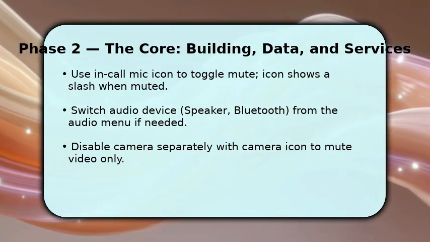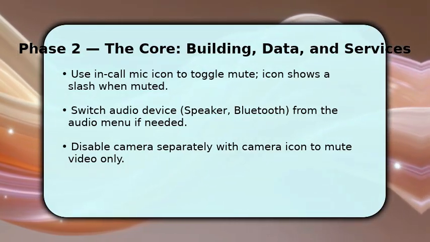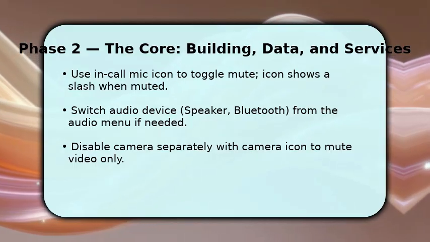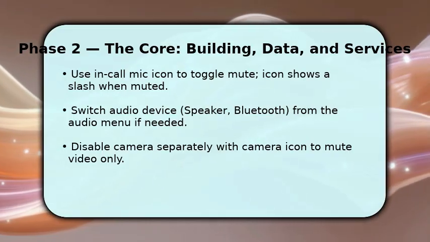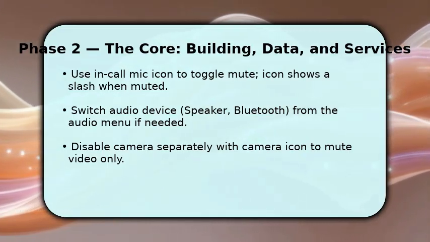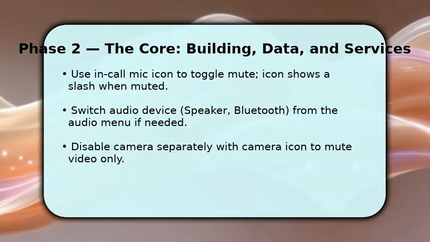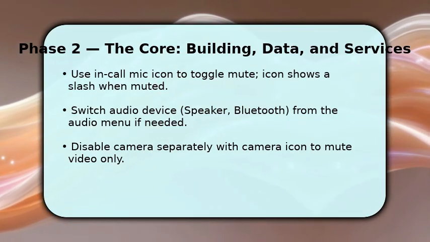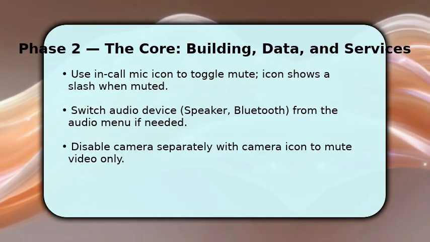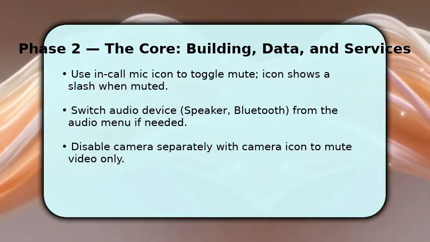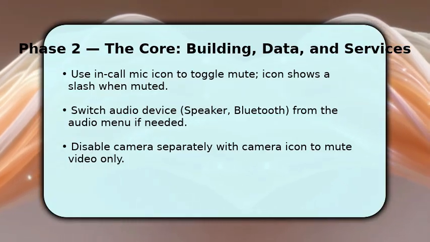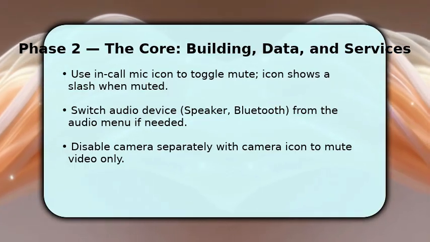Open the audio menu to switch to speaker or paired Bluetooth headphones if you prefer remote muting controls, because some headsets have dedicated mute toggles. If you only want to stop video, tap the camera icon to disable your camera while keeping audio off. This separation matters. Audio and video are independent, so use the controls to match privacy needs. Make sure the icons visibly change to confirm each action.